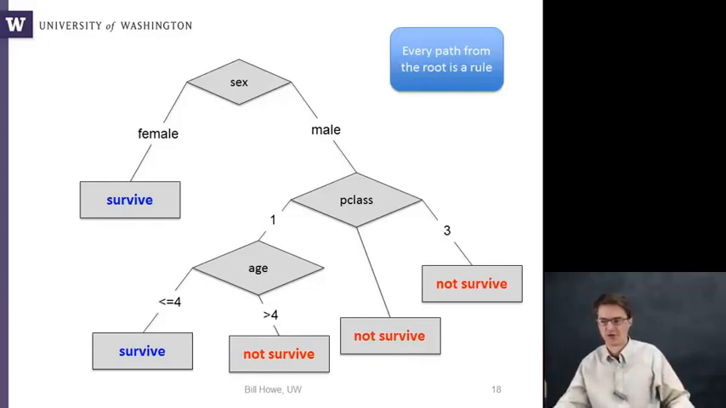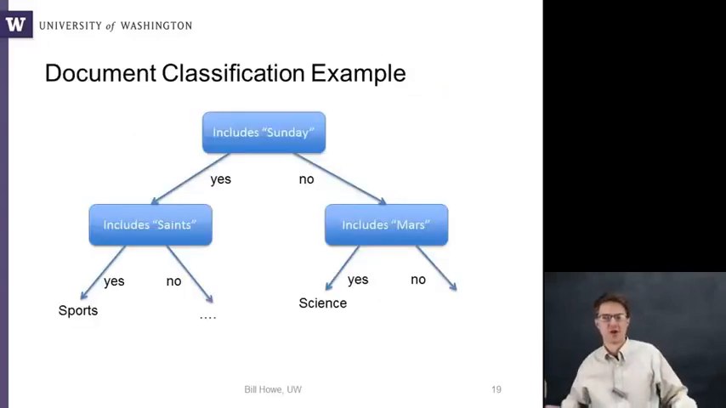All right. So switching examples for a second, consider going back to this document classification example. You can build decision trees in this case as well. You can say, look, if the document includes the term Sunday, you either have yes or no. And if it includes the word saints, then you have yes or no. And if it does, then it's probably talking about sports, right? And if it includes the word Sunday, but it includes the word Mars, then it's probably talking about science. Okay. And so here, the include Sunday yes or no condition being at the top maybe wasn't all that helpful, and we'll make that notion more precise in a moment.